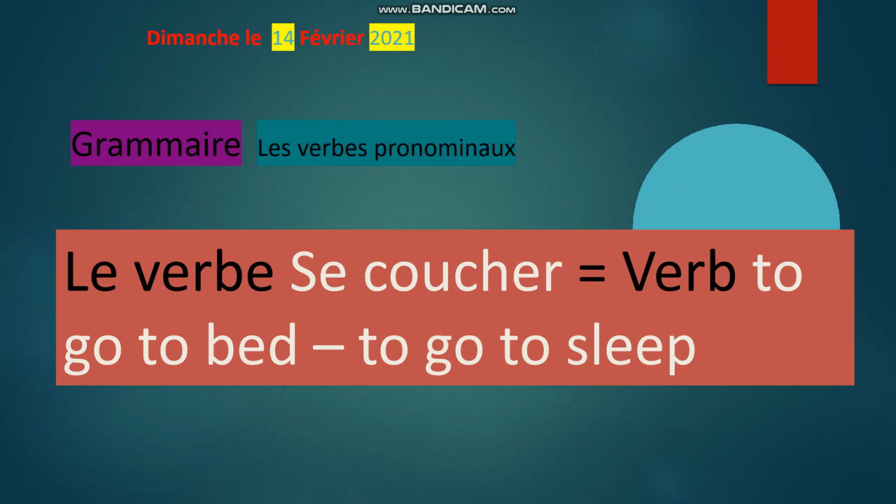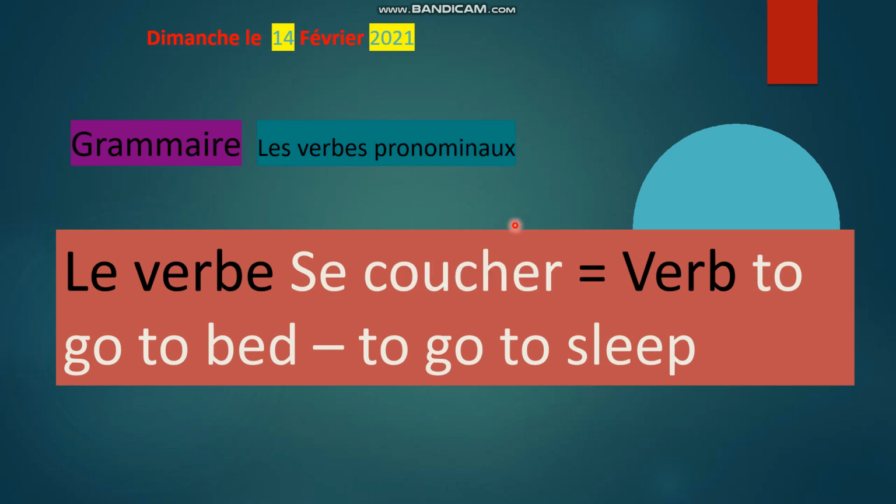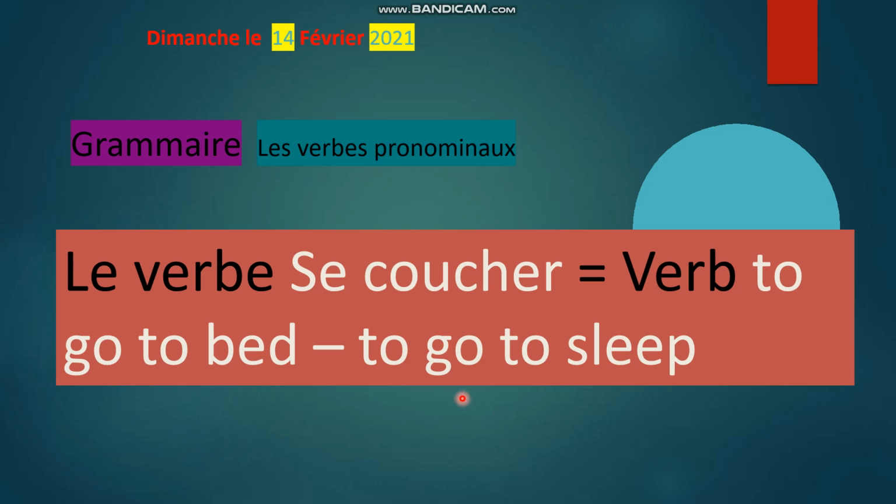For example, I have se situer, and also for today's lesson, I have chosen for you another verb, which is se coucher. Le verbe se coucher. What does it mean, se coucher? It is the verb to go to bed or to go to sleep. So les verbes pronominaux, they start with SE, okay? They are 2 words together in one verb, different from this kind of verbs, okay? And I have se coucher, which means to go to bed or to go to sleep.